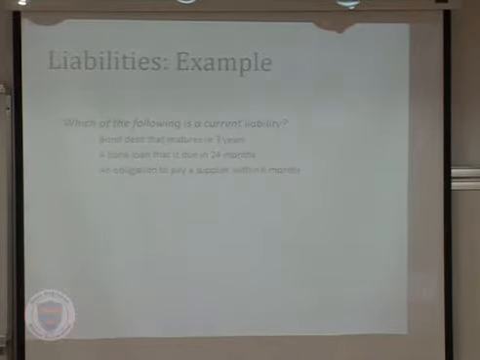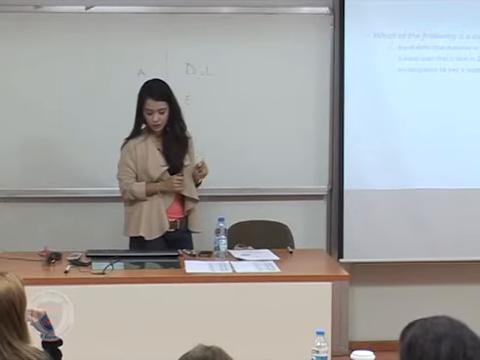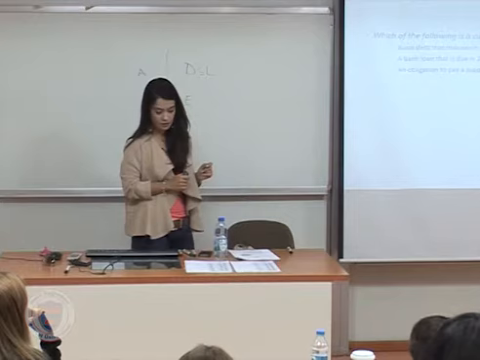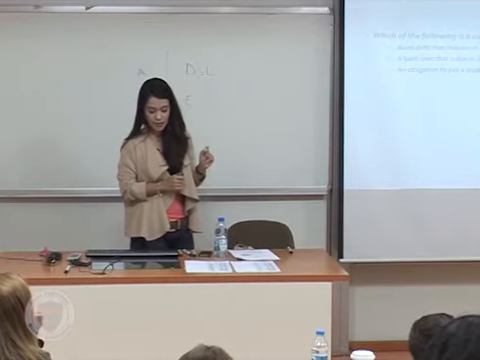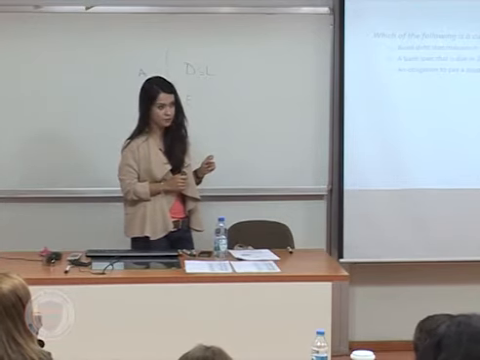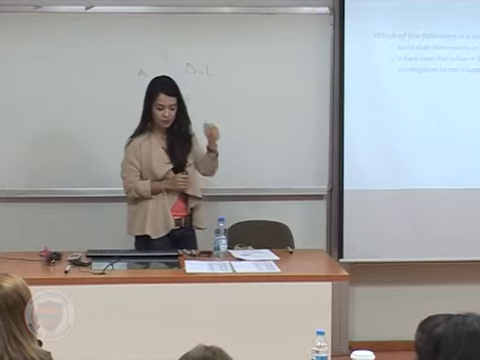Let me go into this. Which of the following is a current liability? A bond debt that matures in 3 years. Bank loan that is due in 24 months. An obligation to pay a supplier within 6 months. It should be C.